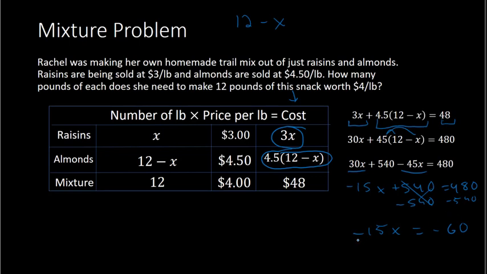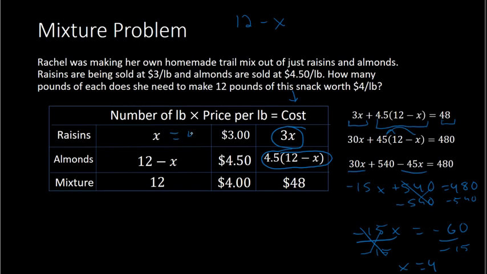And then from here we have negative 15 times x. So to get rid of negative 15, we divide both sides by negative 15. That cancels. We have x on the left and then 4 on the right. So my solution for x is 4.